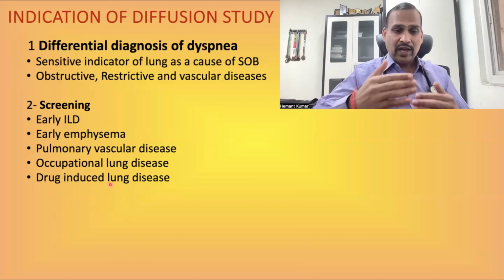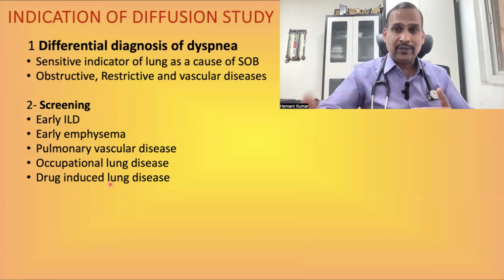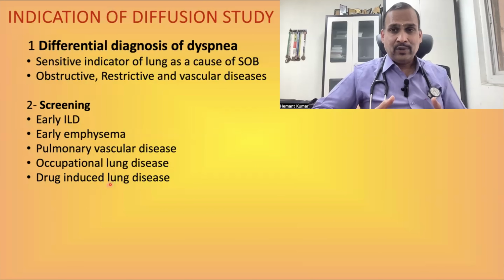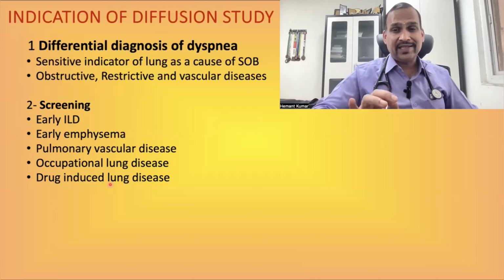Also early emphysema, pulmonary vascular disease, occupational lung disease, drug-induced lung disease, because many drugs like chemotherapeutic agents and antiarrhythmics, for example amiodarone. If you are giving amiodarone to a patient, it can cause lung fibrosis in later life. So after certain periods, say 3 months, 6 months, 12 months, we have to check DLCO, diffusion capacity, because chest X-ray may be normal, but early changes of fibrosis will show reduction in DLCO.